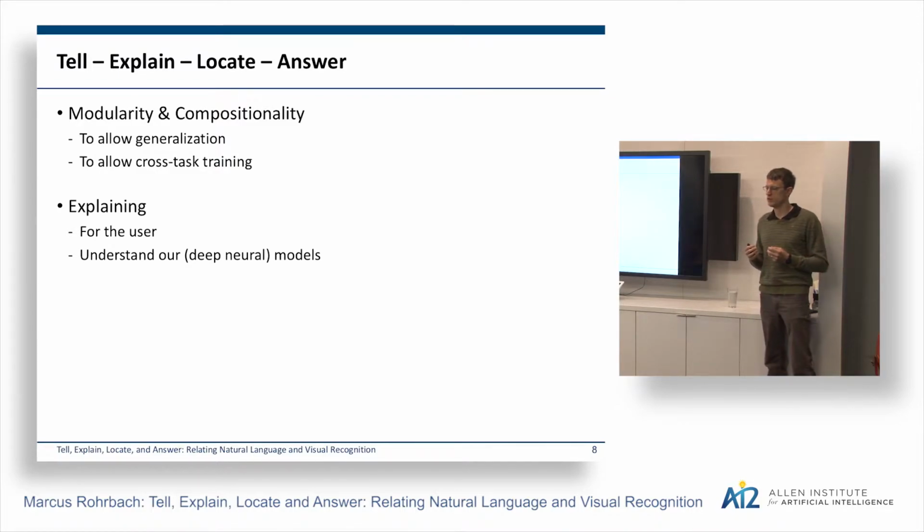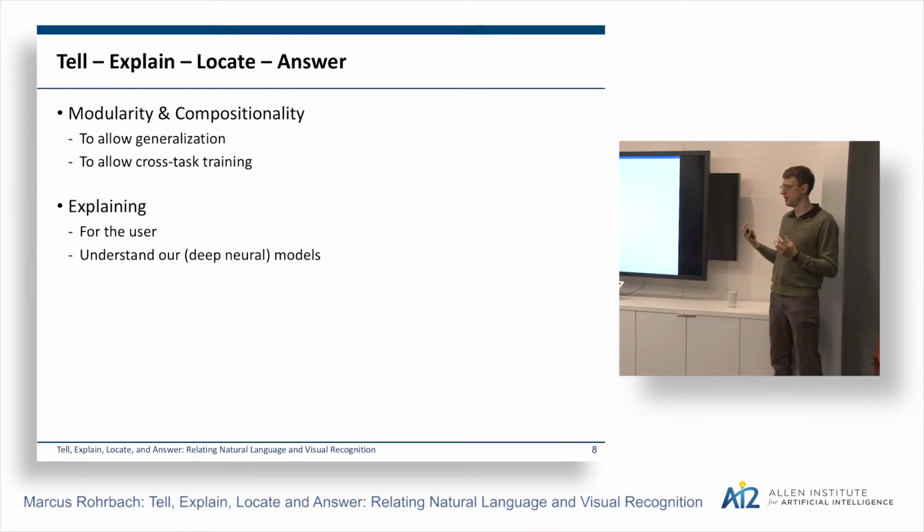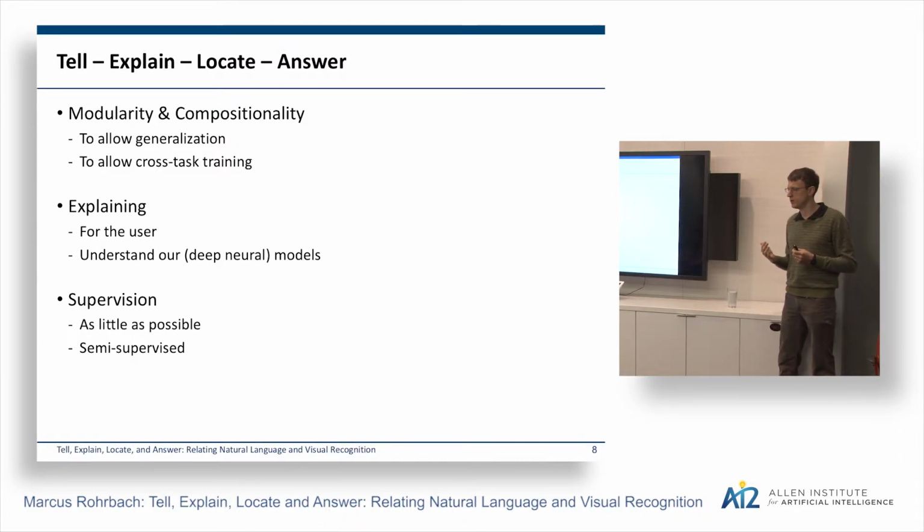So what are they actually doing? And for this, it's good if the models are compositional and understandable. And last but not least, while we have increasing amounts of supervision, ideally we want to have as little as possible to allow either unsupervised or semi-supervised recognition and description of things.